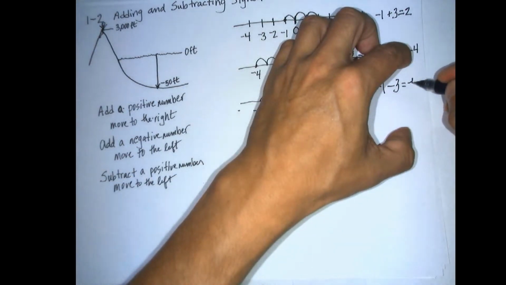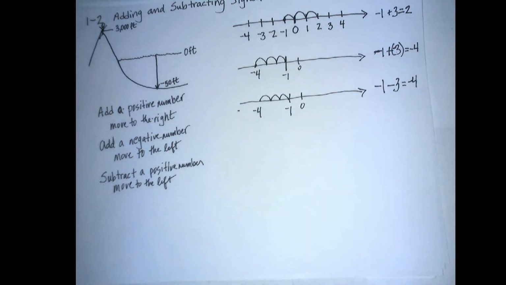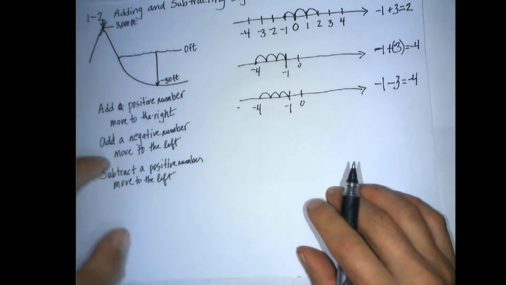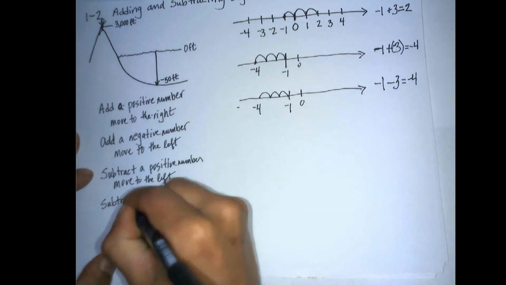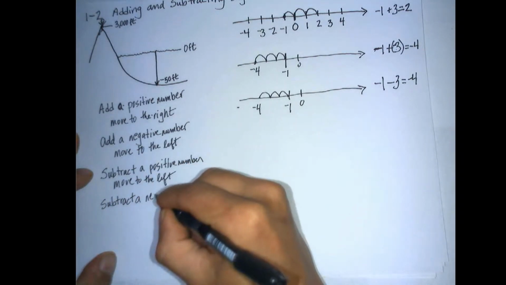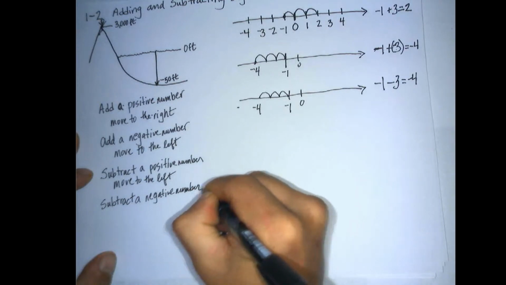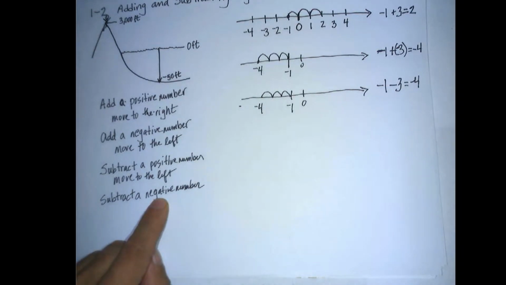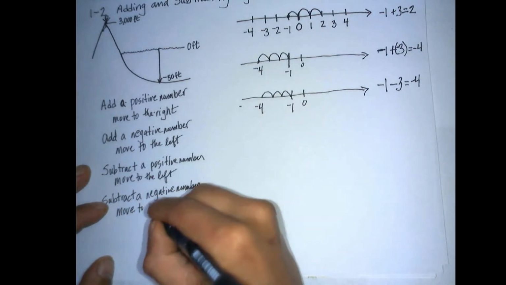So, negative 1 minus 3 and negative 1 plus negative 3 are the same. When we added a negative number, we moved to the left. So if we subtract a negative number, a good way to remember this is that if you take away bad things, it's good. Taking away bad things is good. So we move in the positive direction. We move to the right.